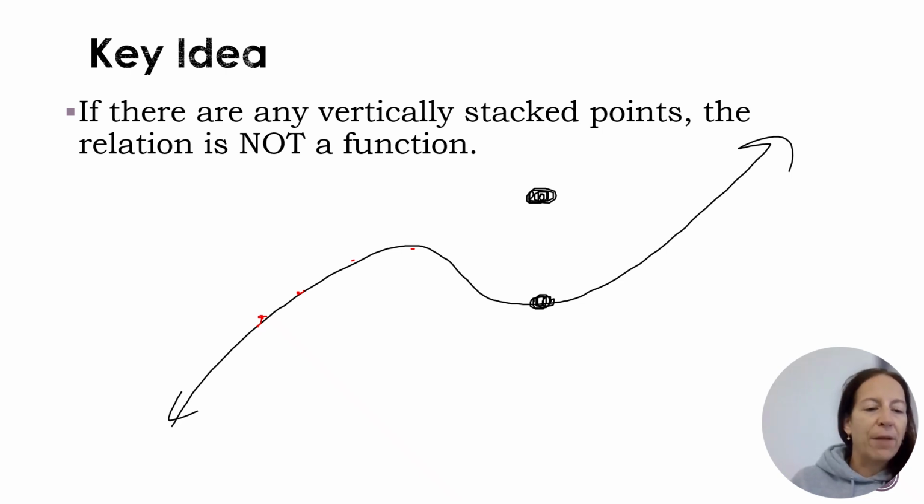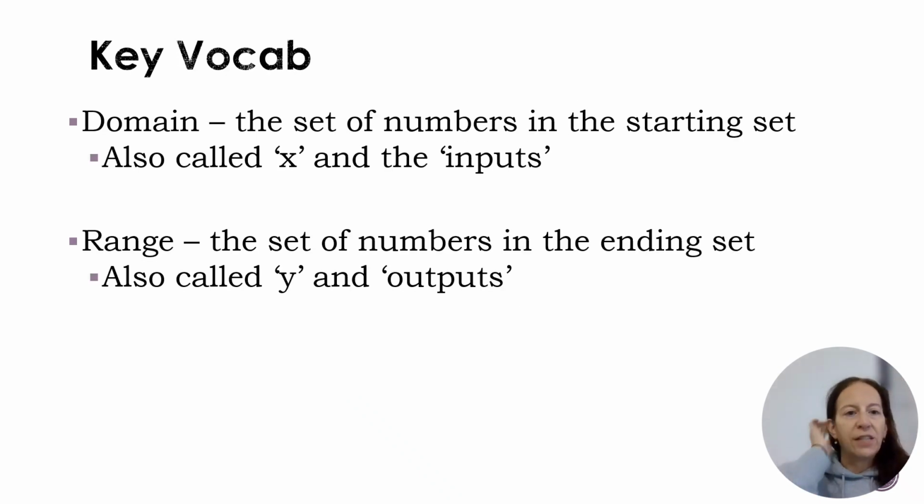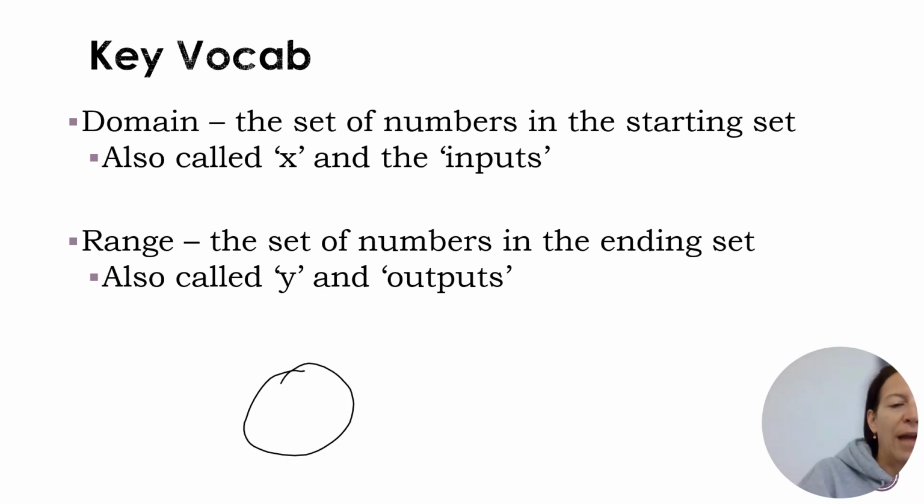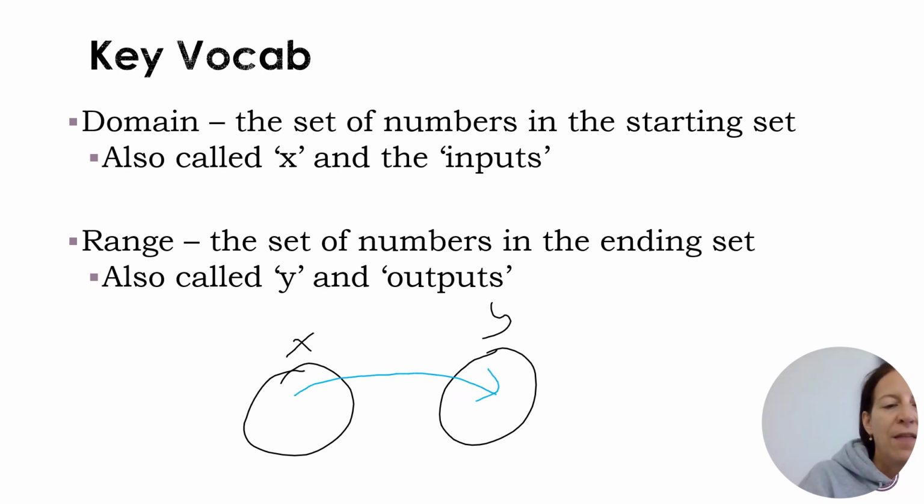Now, some key vocab that we use when we're talking about functions. You've probably heard this before. In Algebra 2, this tends to be kind of unpopular vocabulary. People don't like it. But domain and range. The domain is the set of numbers in that starting set. So if you've got your mapping, and you've got your X's and your Y's, and it's going from one set onto the other, this set over here is called the domain. And so you might hear the domain defined as all the possible values for X.